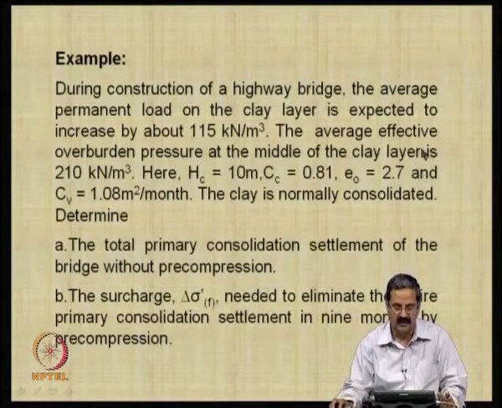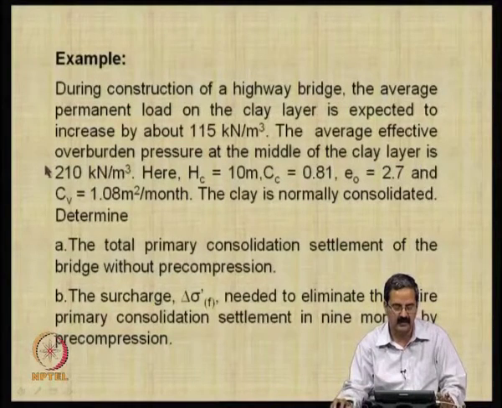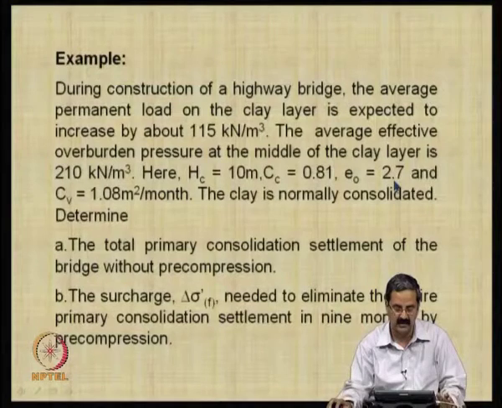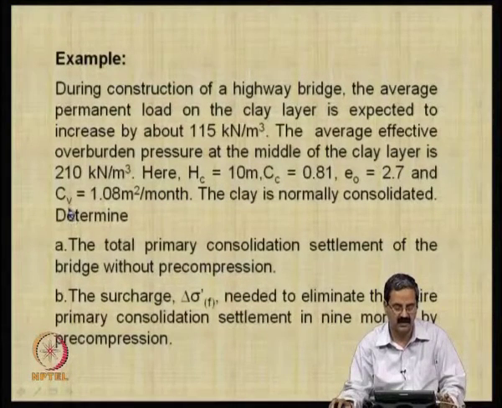So, the average effective overburden pressure at the middle of the clay layer is 210 kilonewton per meter cube, and the thickness of the clay layer is 10 meters, the compression index is 0.81, the initial void ratio is 2.7, and the coefficient of vertical consolidation, Cv, is 1.08 meter square per month.